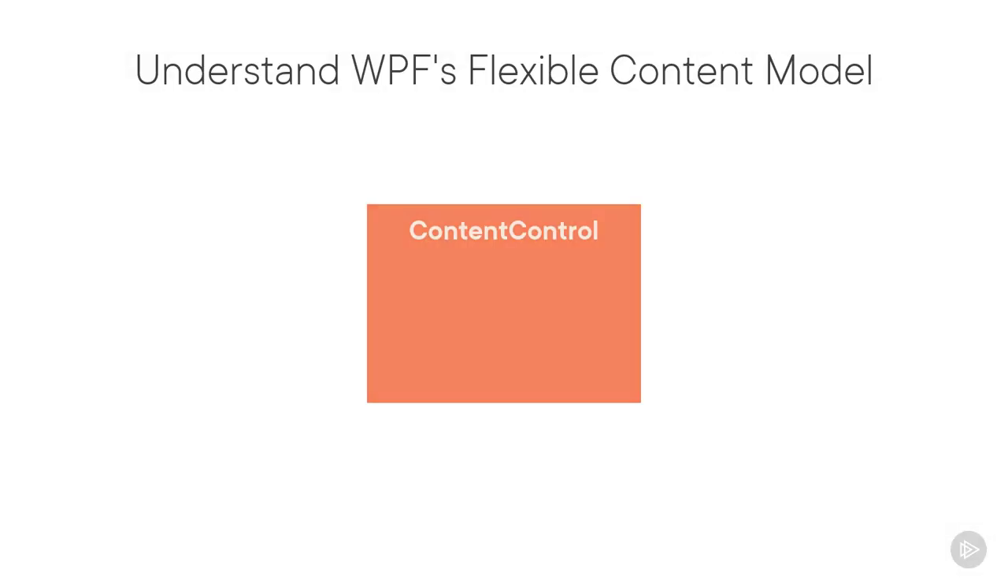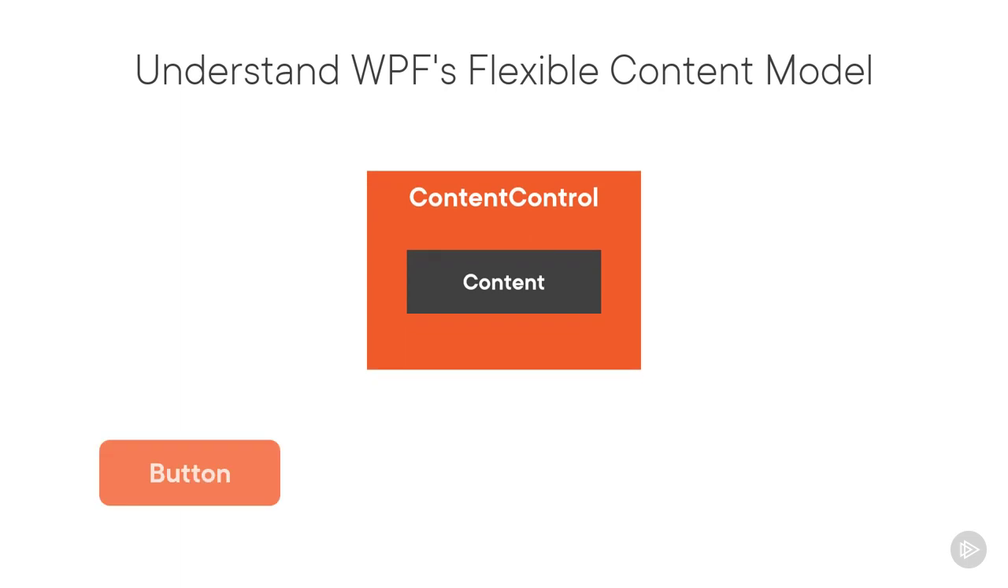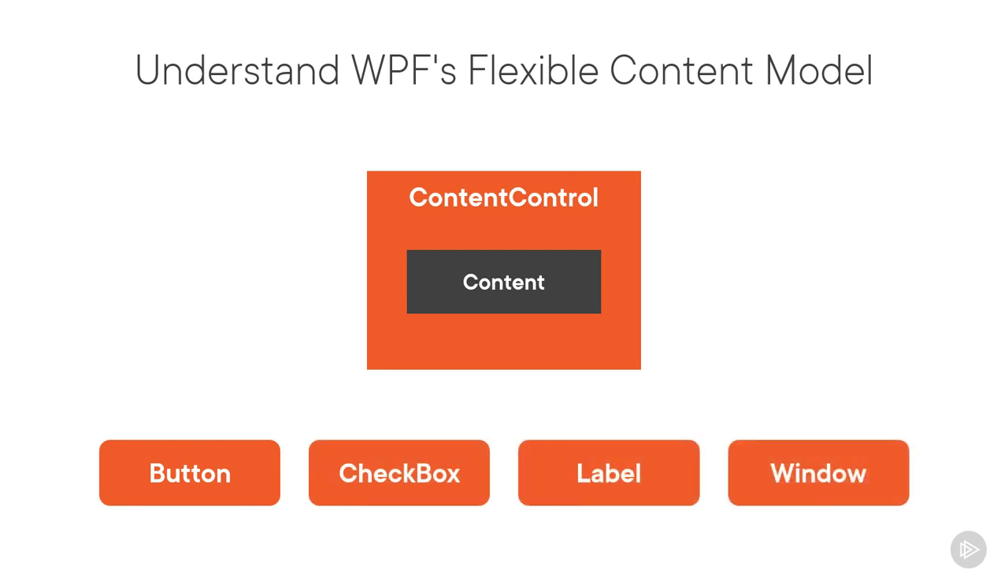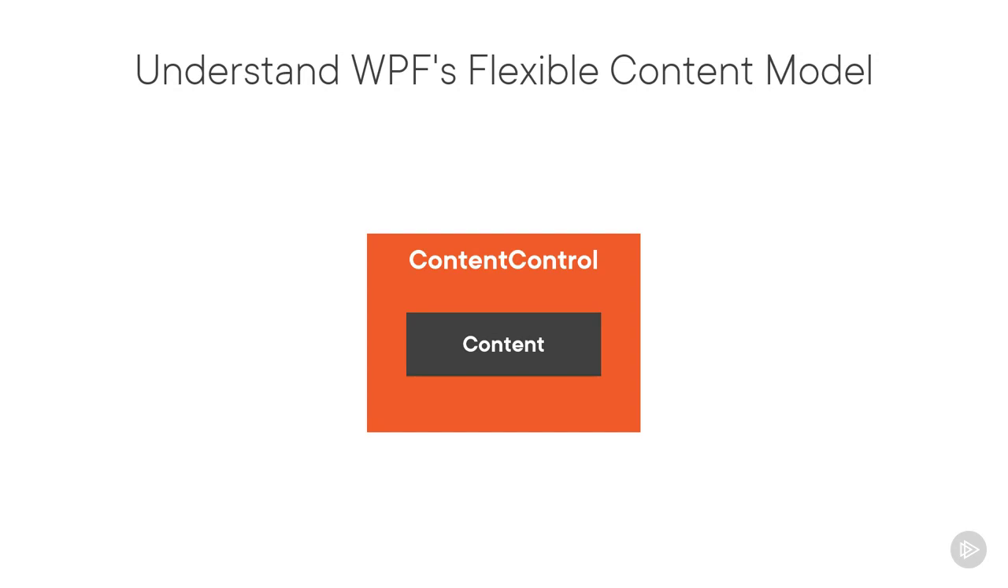The button is a subclass of ContentControl. This class defines the content property. Beside the button class, also other classes inherit from ContentControl, like for example checkbox, label, and window. The content property is of type object. This means that you can assign an arbitrary object to the content property.